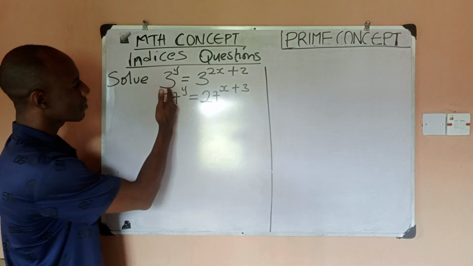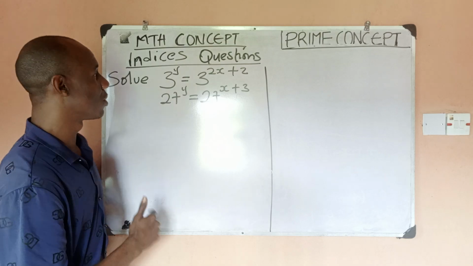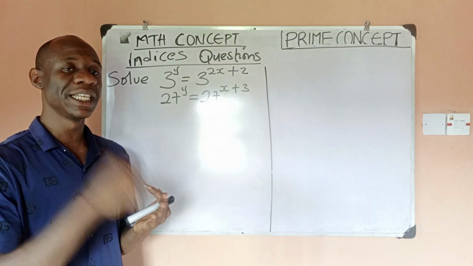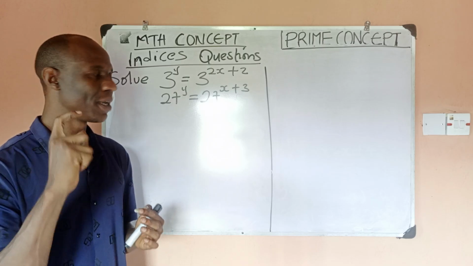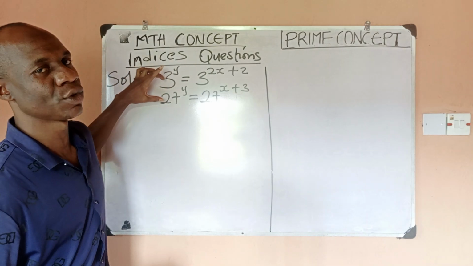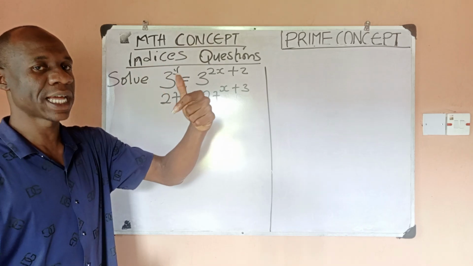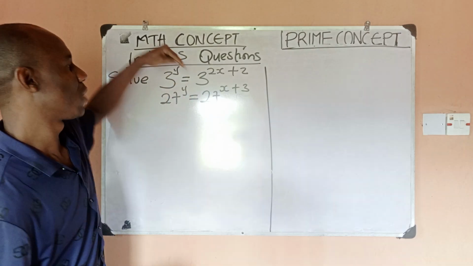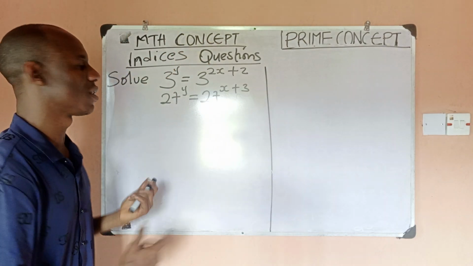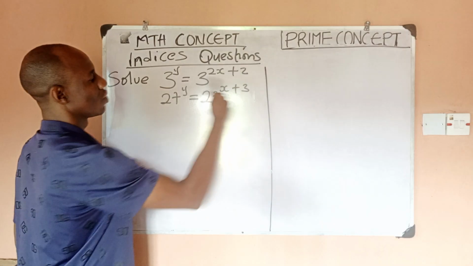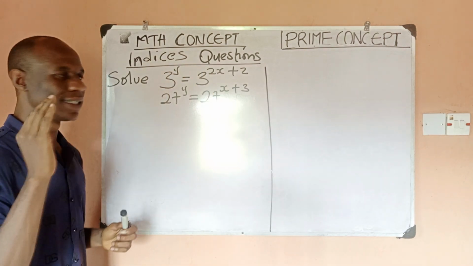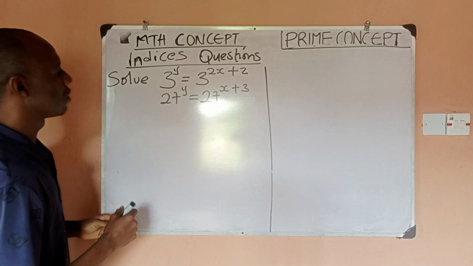Now watch. I mentioned in my previous video how you identify an indices problem that would lead you to simultaneous equation. I mentioned that whenever you are given two equations at the same time to solve, that is enough to tell. But in case you are not okay with that, when you have two unknowns or two variables, it means it's going to lead you to simultaneous equation. So we're solving these two equations at the same time so that we can find x and y simultaneously. So let's quickly do this.